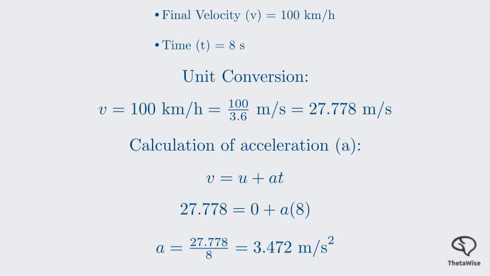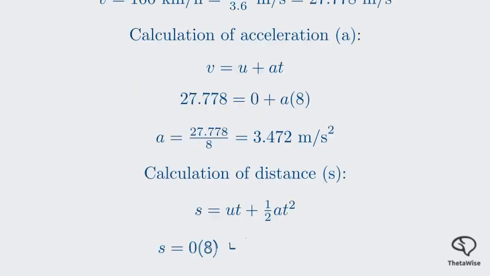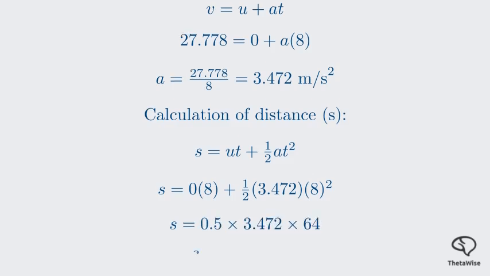Now that we have the acceleration, we can find the distance s using another kinematic equation. The equation s equals ut plus 1/2 at squared is perfect here. Since u is 0, the ut term disappears. This leaves us with s equals 0.5 times 3.472 times 64. Calculating this, we find the distance s is 104 meters. Great, we have our distance.